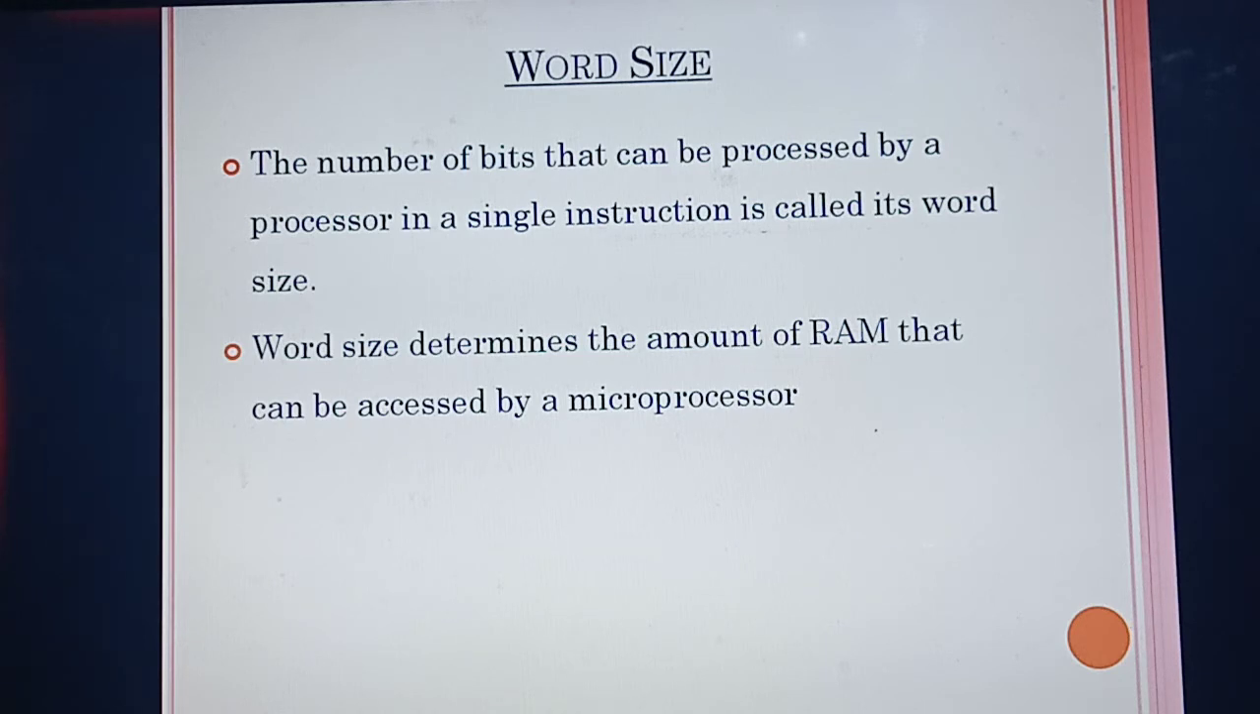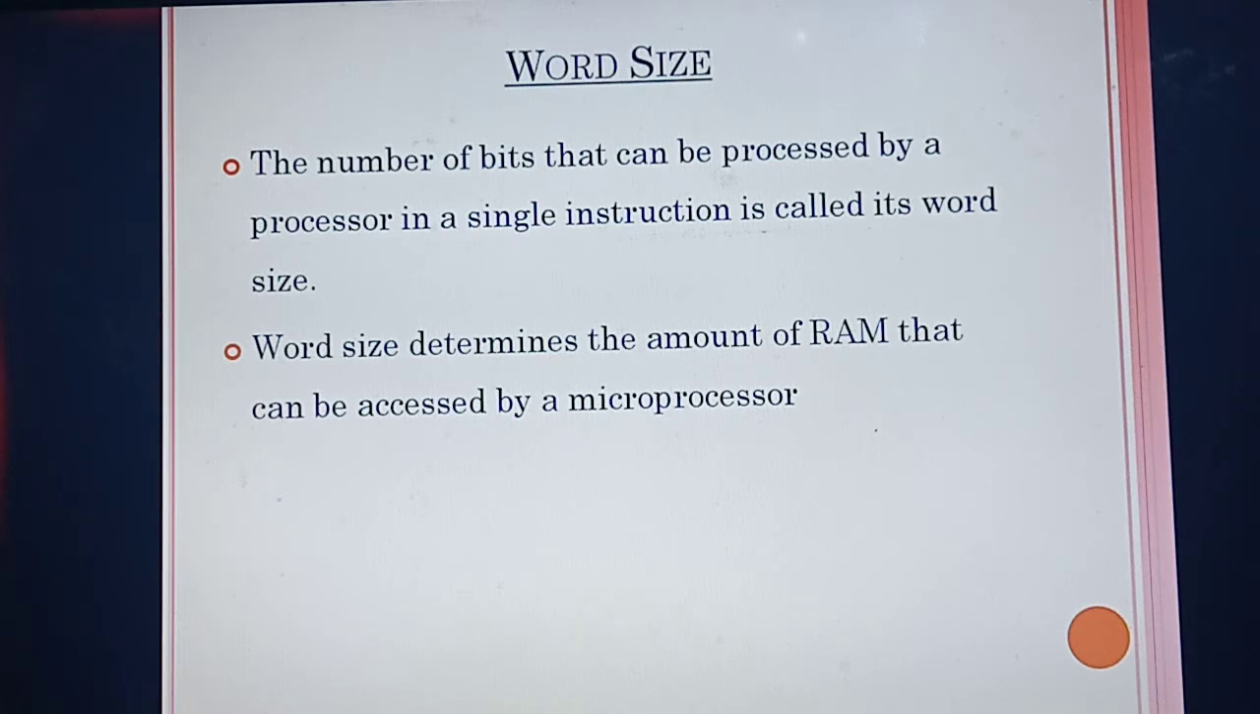Listen carefully. For a single instruction or a single command, how many bits are processed by a processor? For example, you are giving a single instruction, go straight or do well. That one instruction contains how many bits, processed by whom? The processor. That is called word size. For one instruction or one command, the number of bits processed by the processor is called what? Word size. That is important.